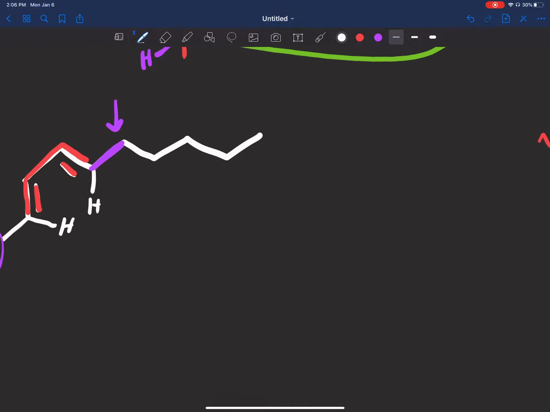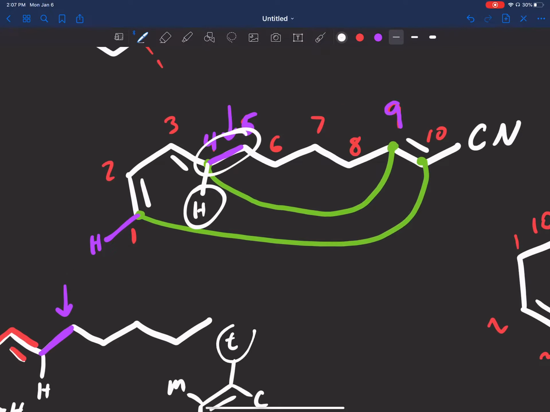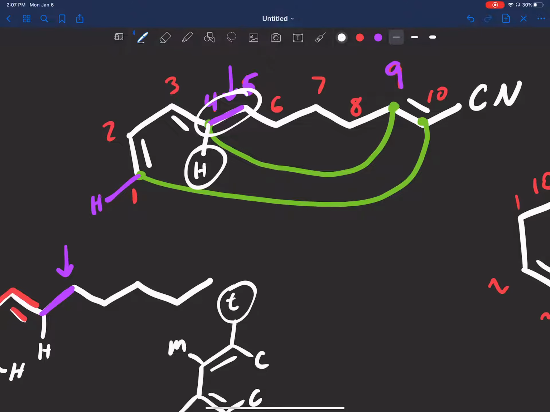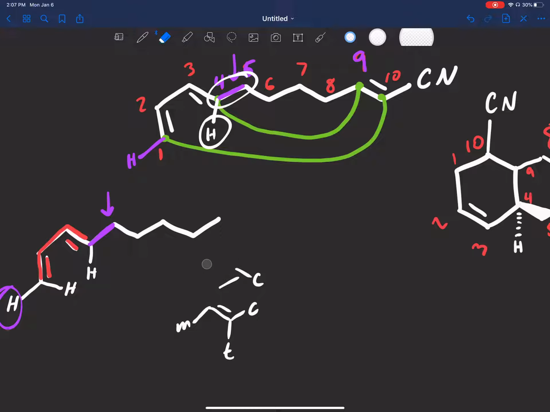If you remember back in one of the earlier Diels Alder videos, we had this little diagram here. The trans group here is that single bond from 4 and 5. The cis group is this hydrogen. They have opposite stereochemistry, right? So that should hopefully make some sense.